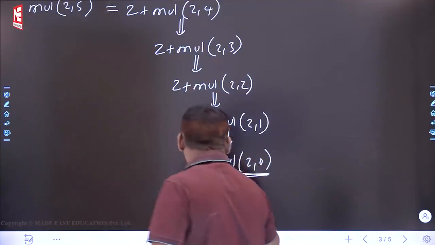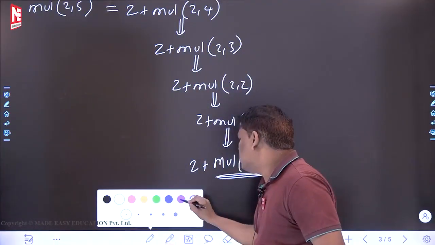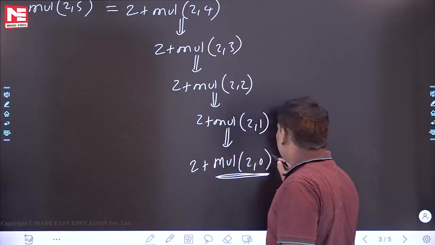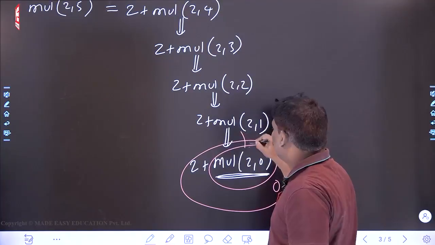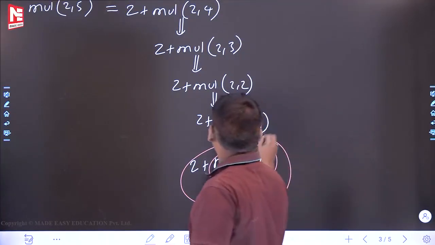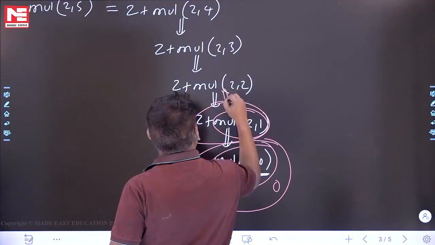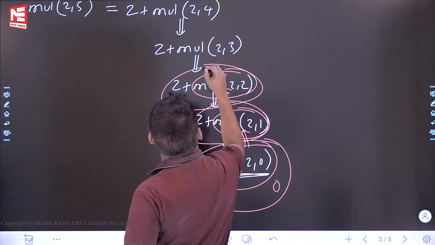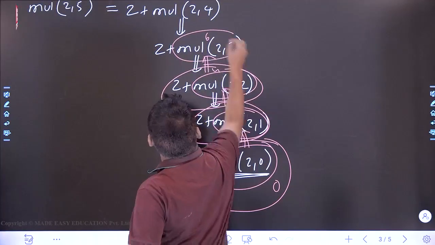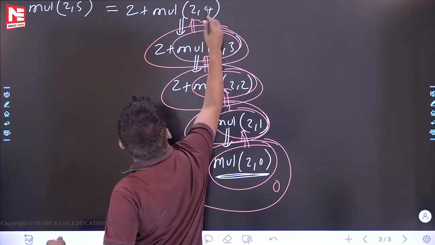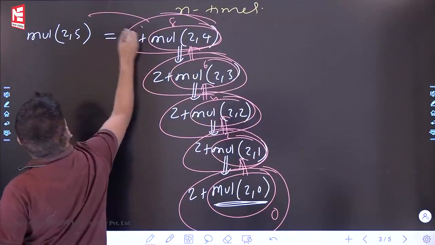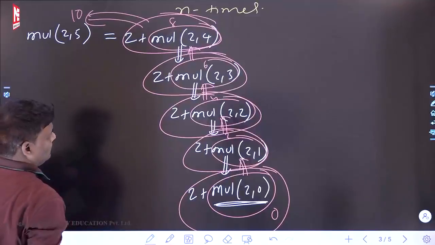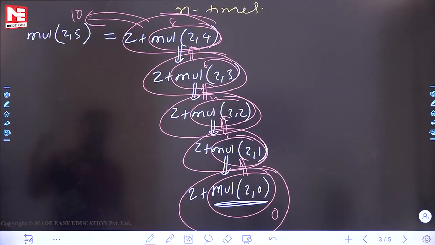Yes, what is the answer for 2 comma 0? Let me check this one, 2 comma 0 value is going to be 0. What is 2 plus 0? It is going to be 2. What is 2 plus 2? 4. What is 2 plus 4? 6. What is 2 plus 6? 8. What is 2 plus 8? 10. So multiplication of 2 comma 5 is 10. You know the answer is 10.